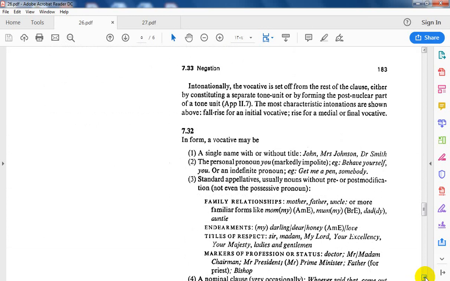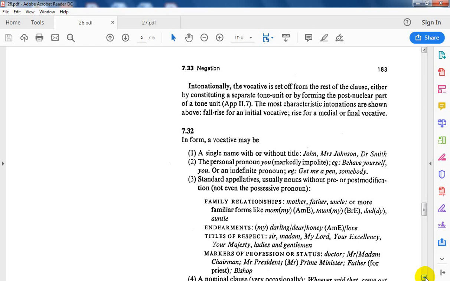So, according to position, first of all, they are optional. They can be initial, medial, or final. According to intonation, if it is in initial position, it has the full rise, and a rise for medial and final vocatives.